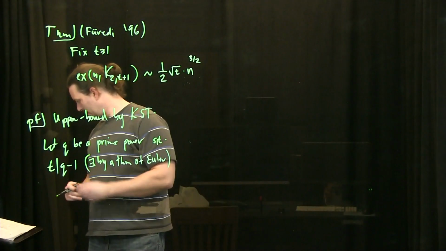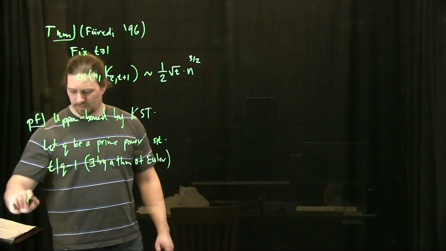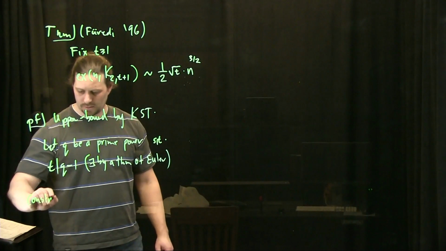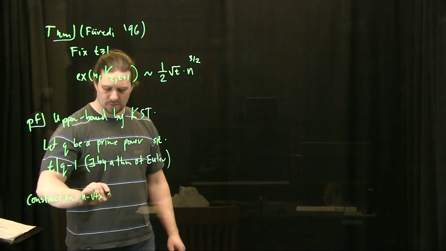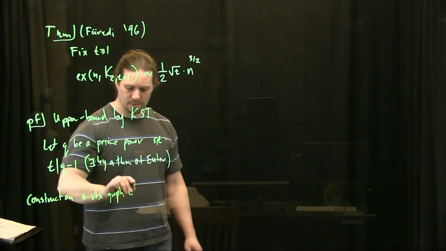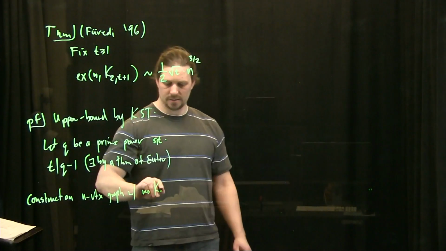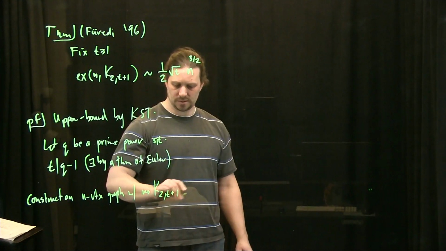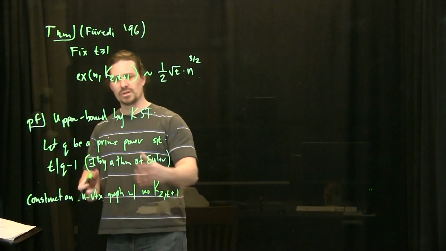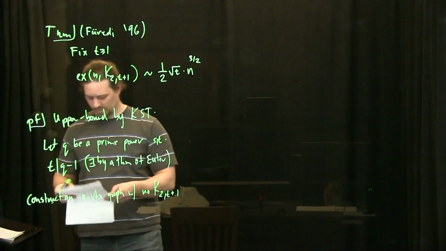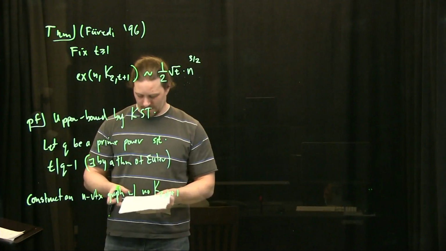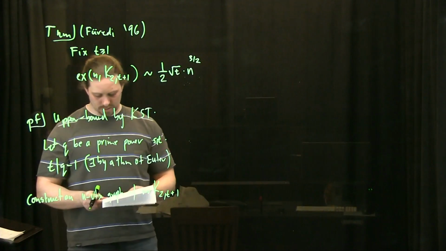All right, so what I'm going to do is, let me just state it here. I'm going to construct an n-vertex graph with no K_{2,t+1} in it. And that graph's going to have enough edges here. It's going to be in terms of q, but then we're going to convert it to n as we go on here.